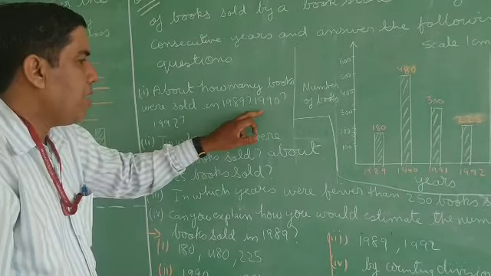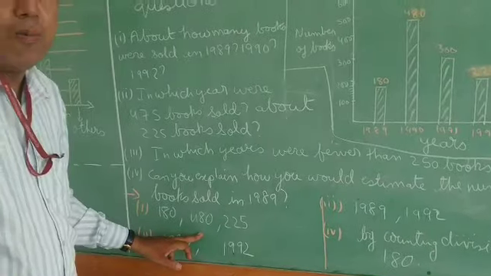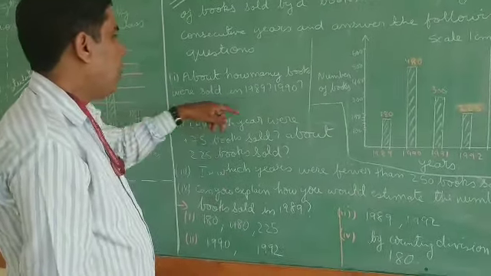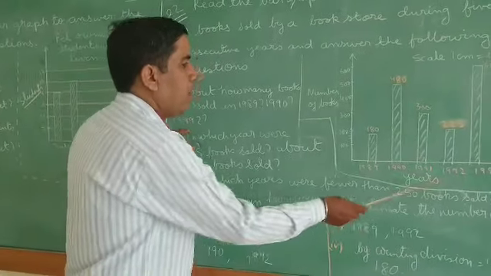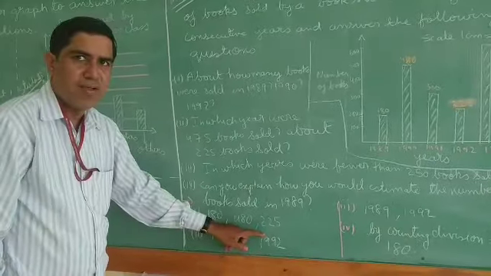In 1990, how many books were sold? You can see here it is 480. So 480 books. Now next one, in 1992, how many are there? It is 225. So you can see 225 is the answer.